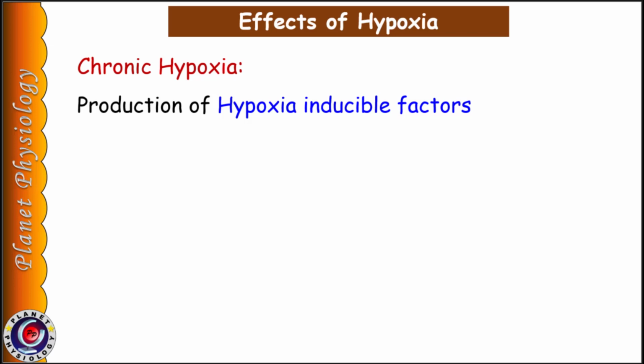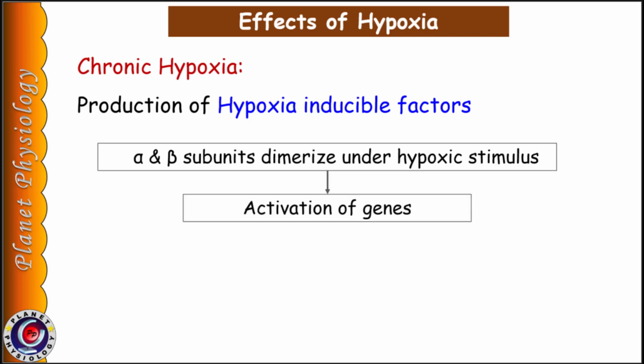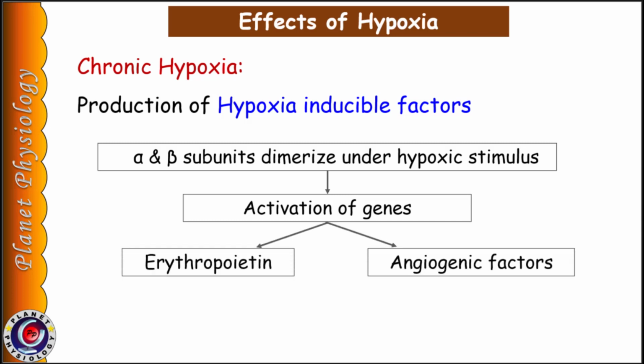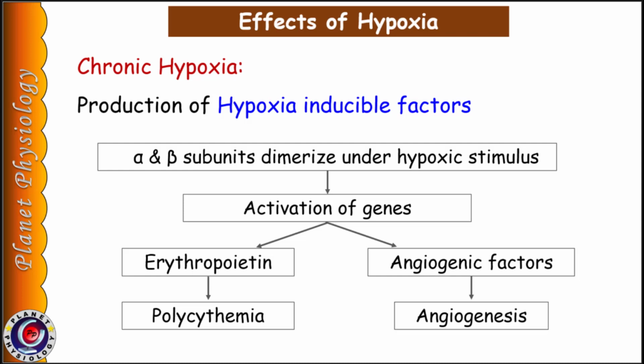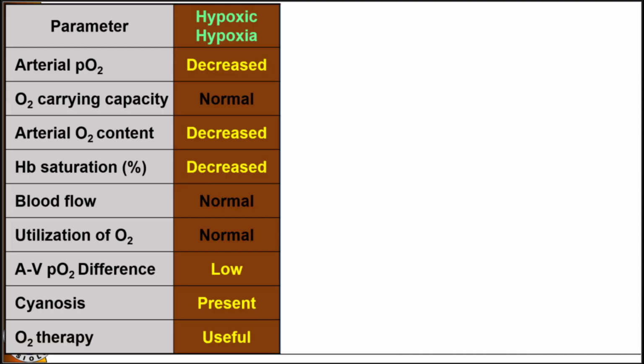Long-term effects of hypoxia include production of transcription factors called hypoxia-inducible factors, which have alpha and beta subunits. In hypoxic conditions, these subunits undergo dimerization and activate genes to produce erythropoietin and angiogenic factors. Erythropoietin increases RBC count leading to polycythemia, while angiogenic factors favor formation of new blood vessels, that is angiogenesis, to relieve hypoxia. So let's conclude the topic with this summary slide.